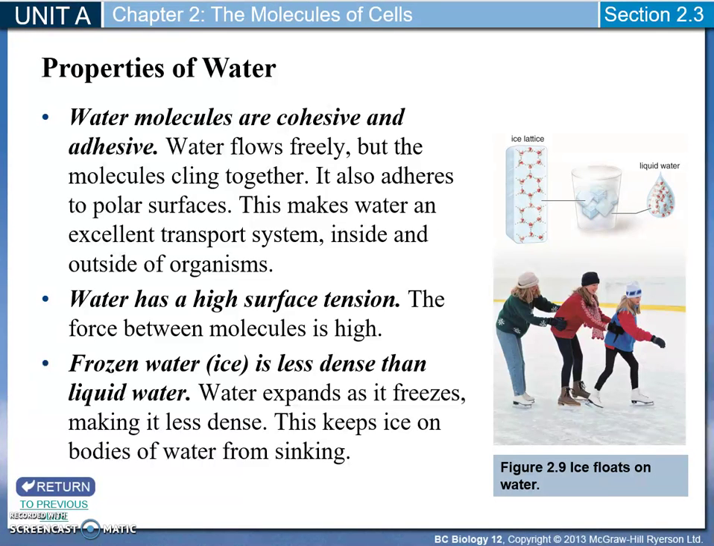Another interesting thing to note is that frozen water is less dense than liquid water. Water expands slightly as it freezes, which makes it less dense. And that means that ice will float, or remain on the surface of a body of water, and will not sink.